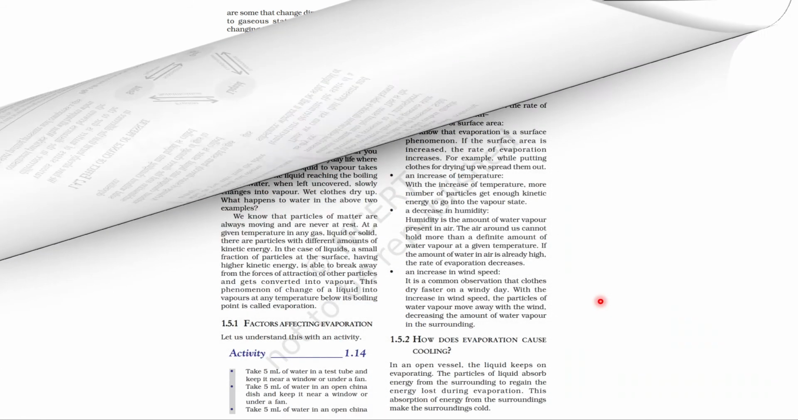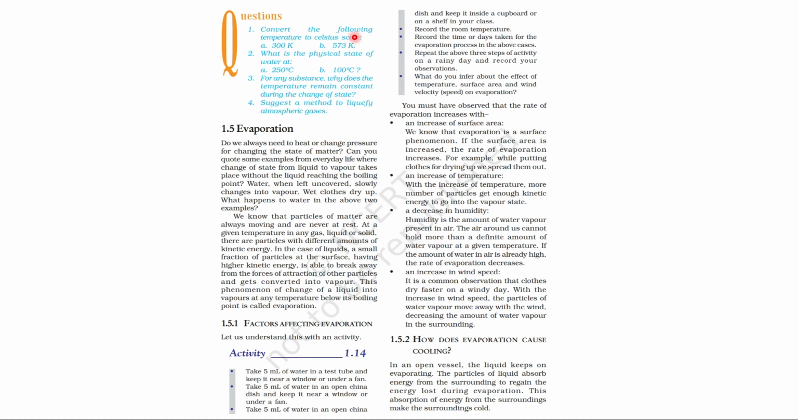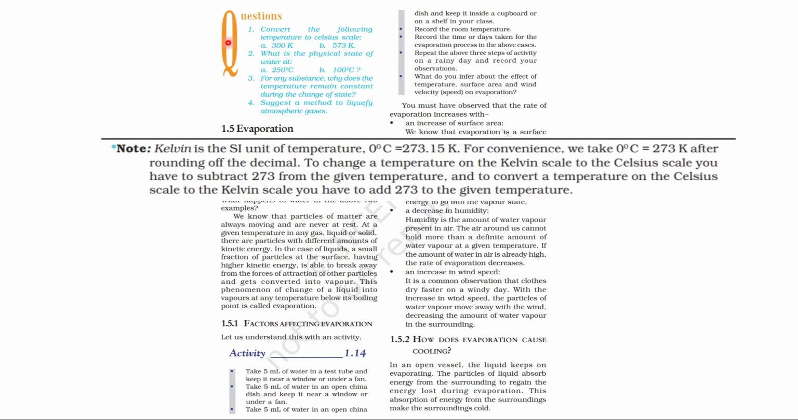Let's check out the question. Convert the following temperatures to Celsius scale. A. 300 Kelvin. B. 573 Kelvin. As you know, Kelvin is the SI unit of temperature. 0 degrees Celsius is equal to 273.15 Kelvin. For convenience, we take 0 degrees Celsius equal to 273 Kelvin after rounding off the decimal.